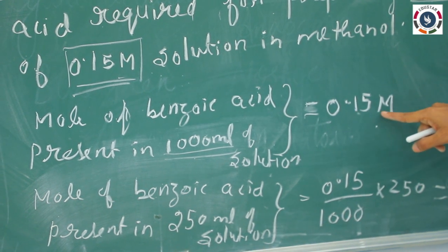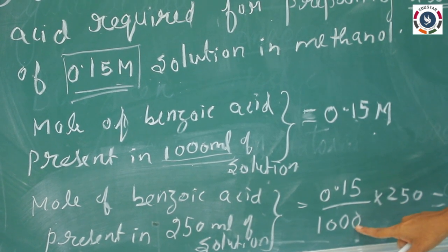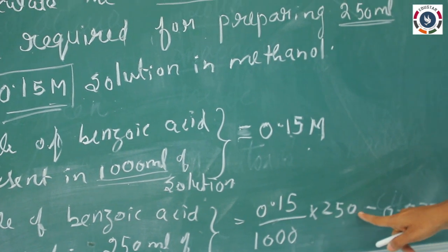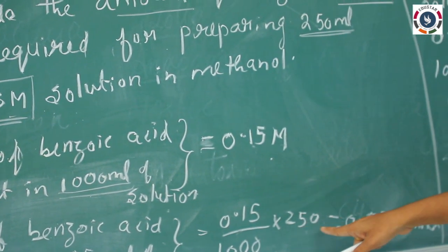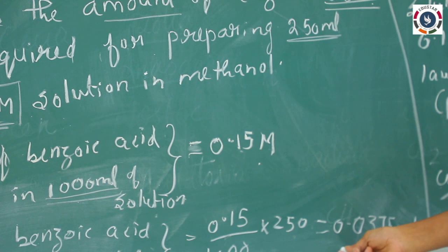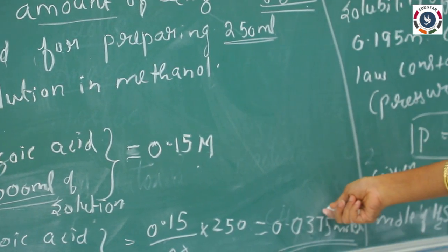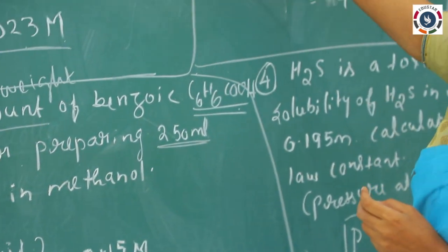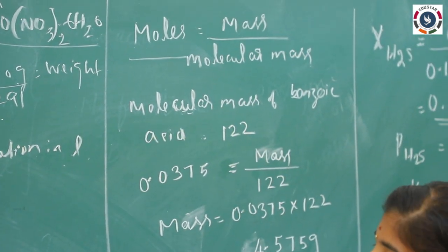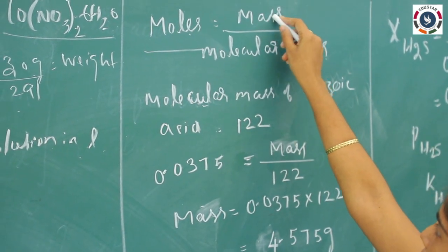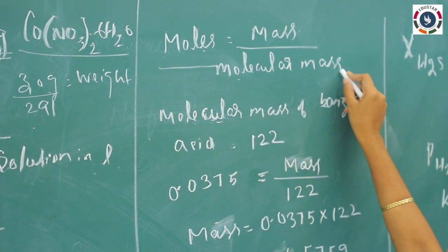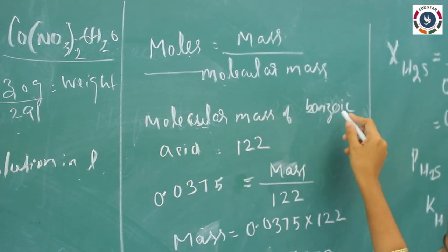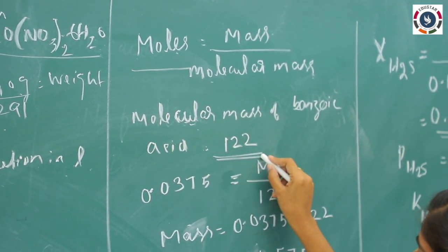So that 0.15 molar is present in 1000 ml. That means for 250 ml I have multiplied this quantity by 250, and I am getting this much of mole. Why have I found the mole? Because the mole formula is related with the weight. Mole is equal to mass, that is weight, divided by molecular mass. Molecular mass of benzoic acid is 122.